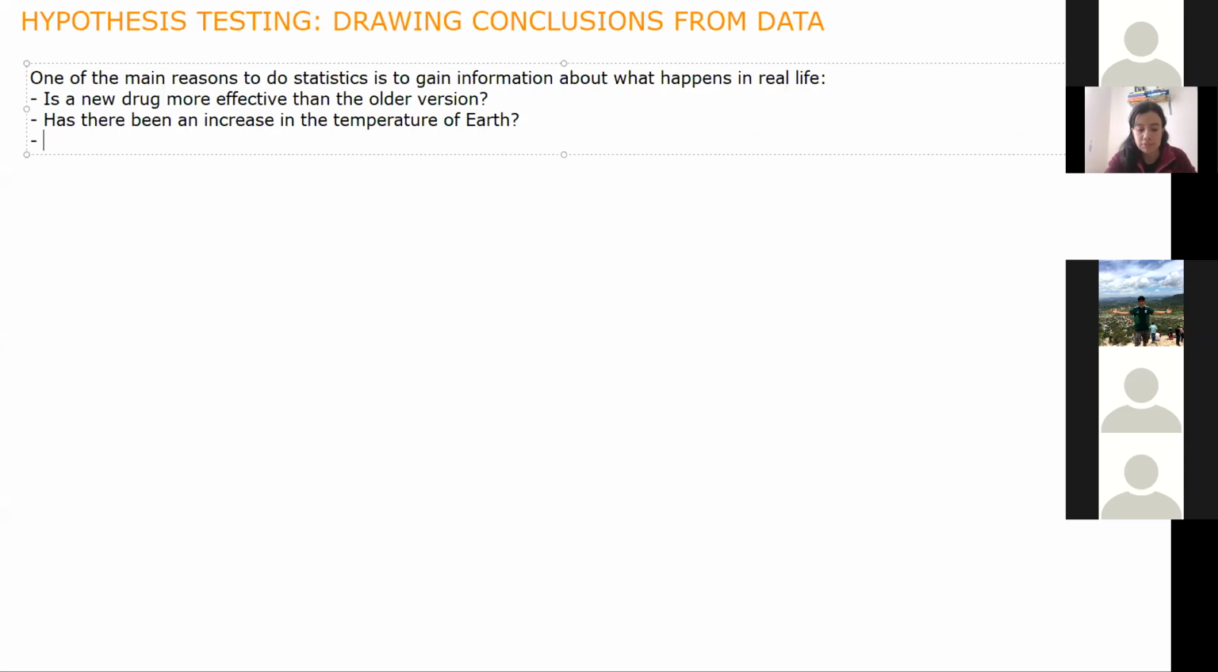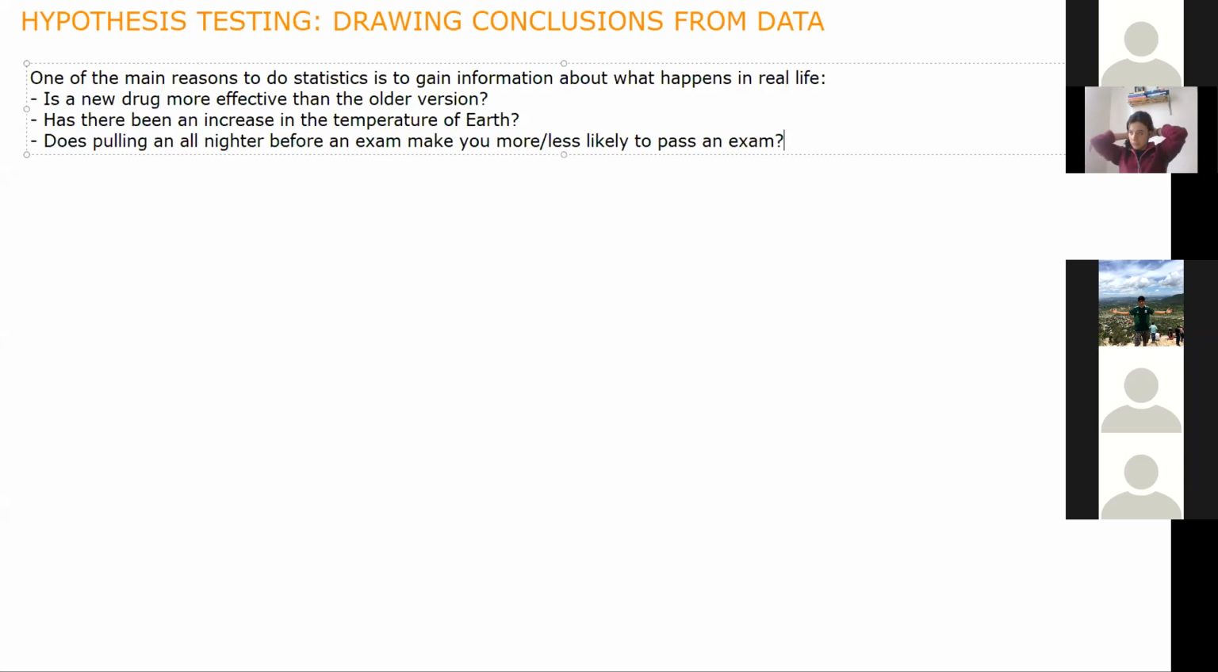Another question that we could ask is, for example, does pulling an all-nighter before an exam actually make you more likely or less likely to pass the exam? Does it actually make a difference? And if so, does it make a good difference or does it make a bad difference? So these are questions that we could try to answer using statistics.